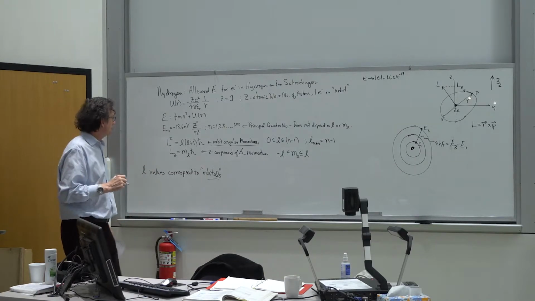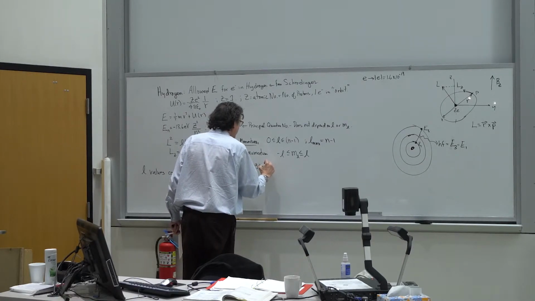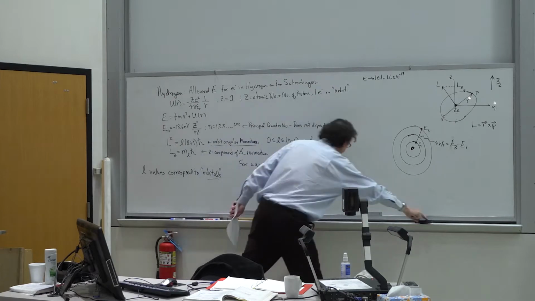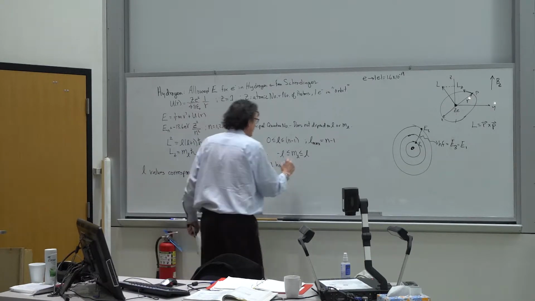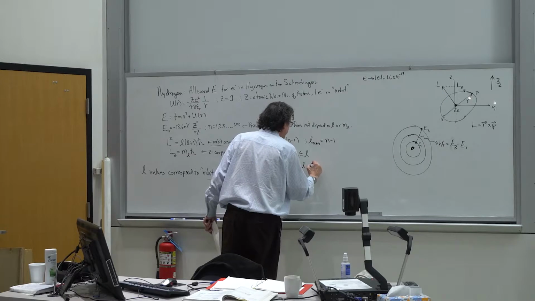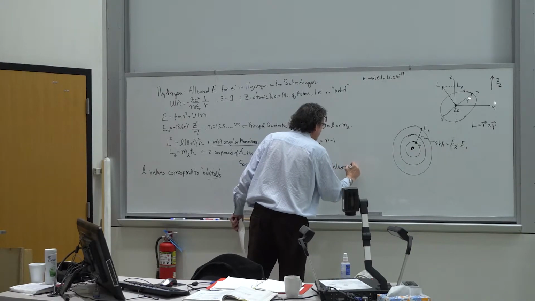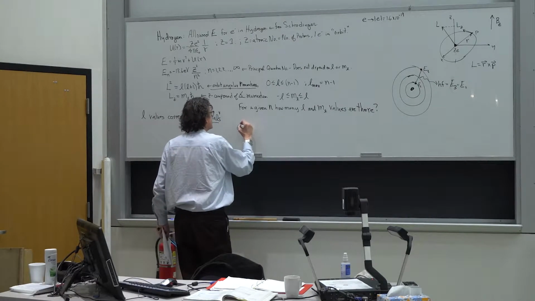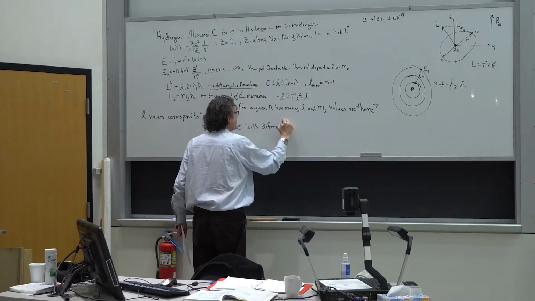Now, let's ask the question: for a given n, principal quantum number, how many L and M sub L values are there? And by the way, the way we talk about this is that we say that electrons with different quantum numbers are in different states.